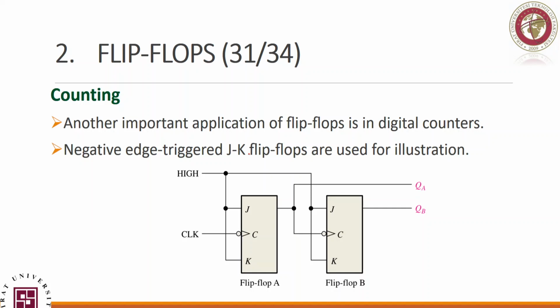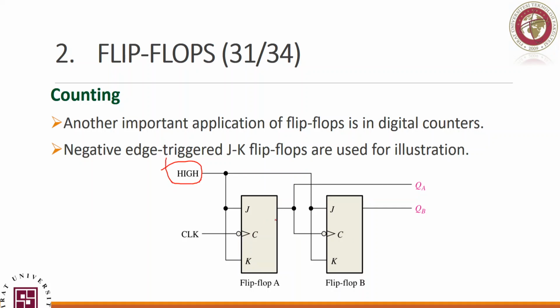And this kind of application helps us to achieve a certain number of counts depending on these stages, or the number of flip-flops. Now, the elementary way to do that, we can use JK flip-flops, and again the J and K are connected to high, means what?